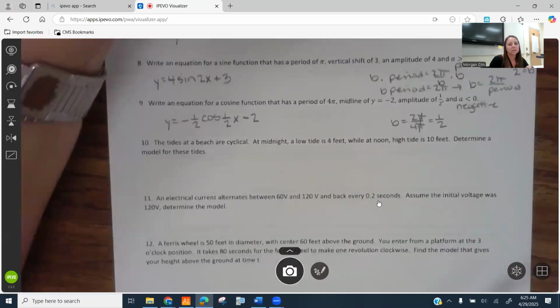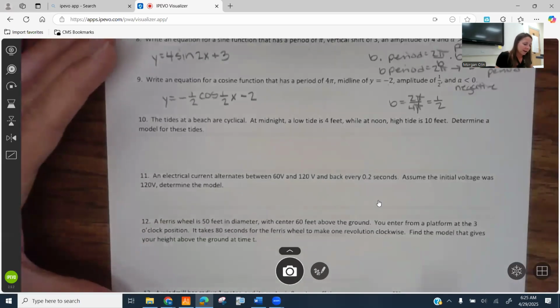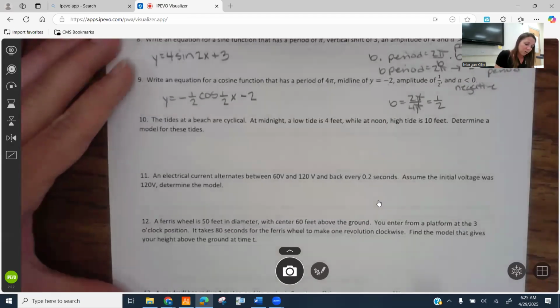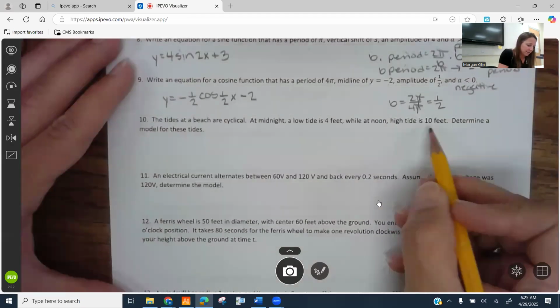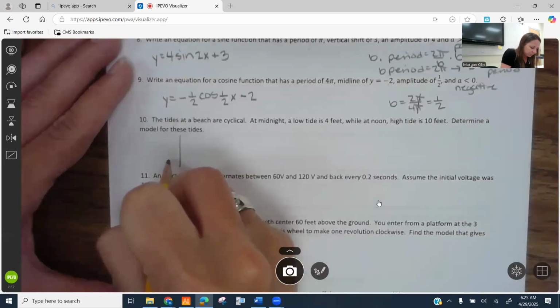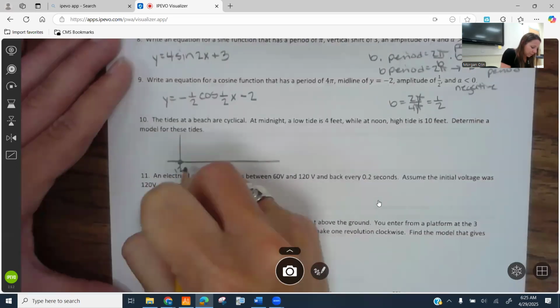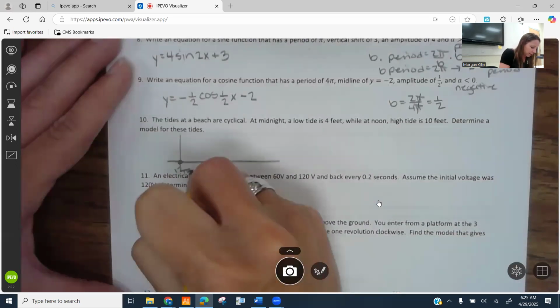All right, number 10, we're going to look at some real world things on this. The tides at a beach are cyclical. They're going like this. At midnight, a low tide of 4 feet, while at noon, a high tide is 10 feet. Okay, so let's think about this. At noon, we'll say 12 noon is right here.